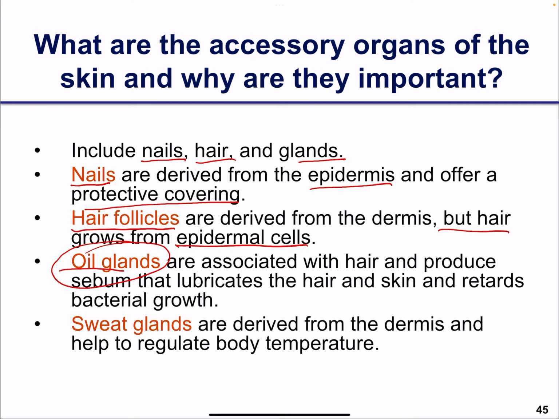So the oil glands are going to produce sebum. That sebum is going to be very important to protect your skin, and prevent infections on your skin, right? It's going to inhibit the growth of bacteria on your skin. The sweat glands are also extension of the epidermis that go all the way inside of the dermis, and they're going to play a very important role in modulating body temperature, right?